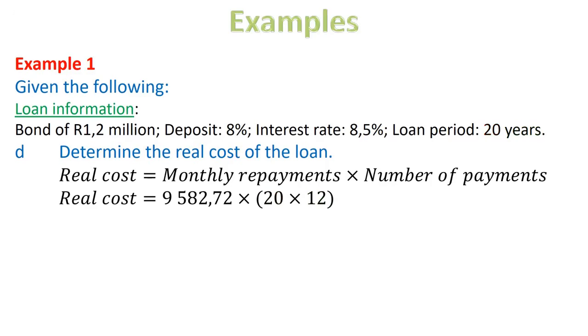Alright, and close the brackets there. Do you need the brackets? Not really, but maybe just for teaching purposes it helps you understand where I get those numbers from. We put that in our calculator and we get our real cost equals 2,299,852 and 80 cents. That is our real cost.